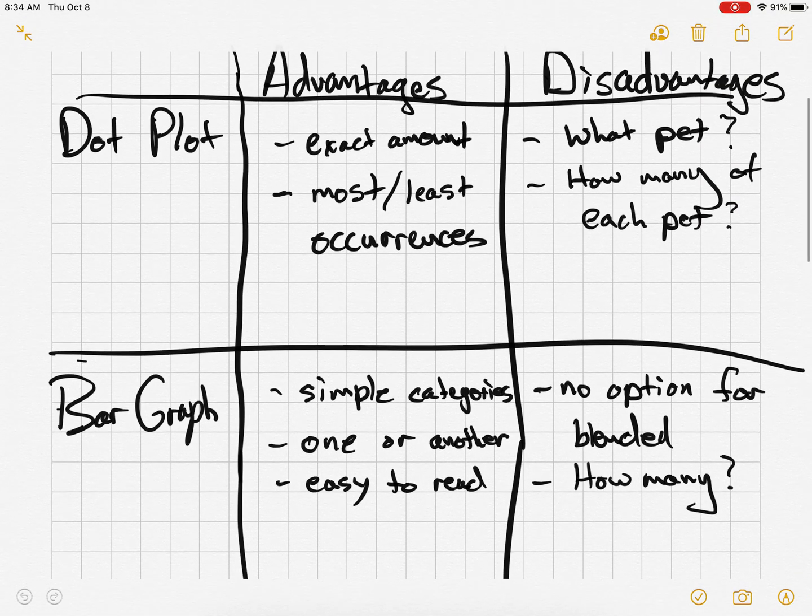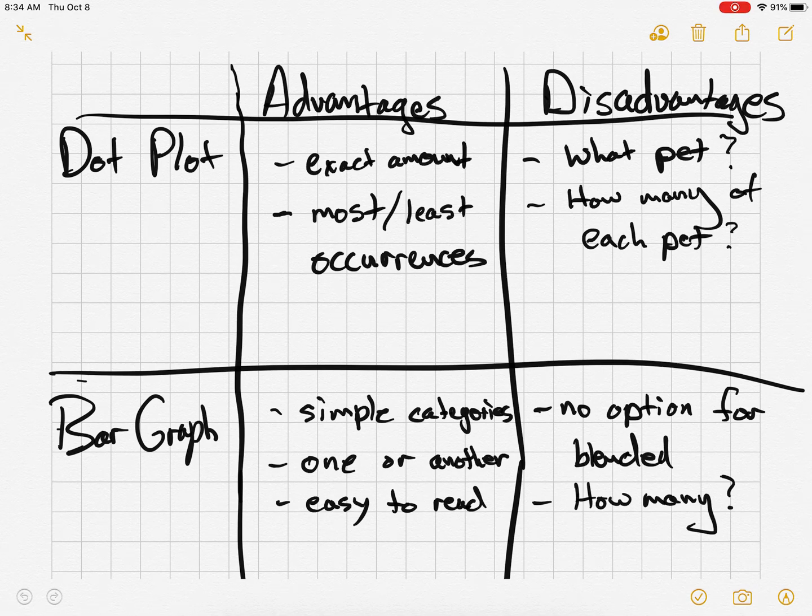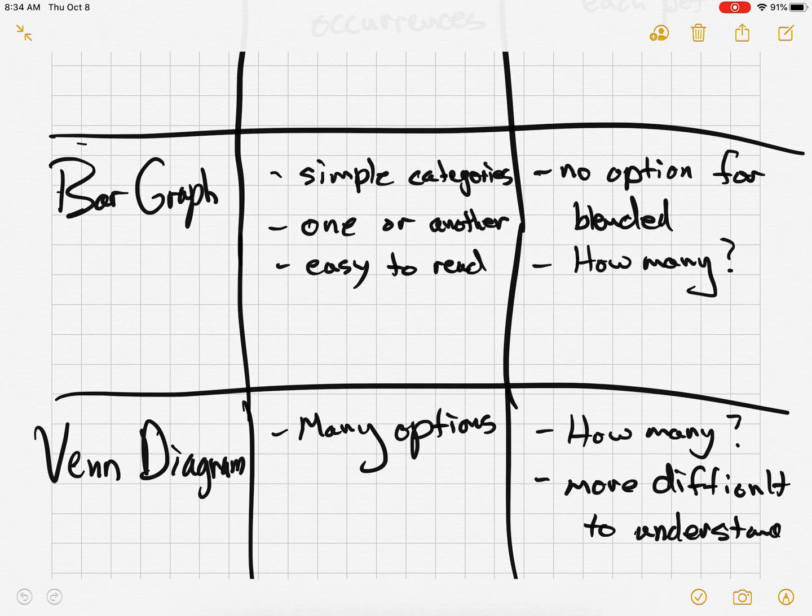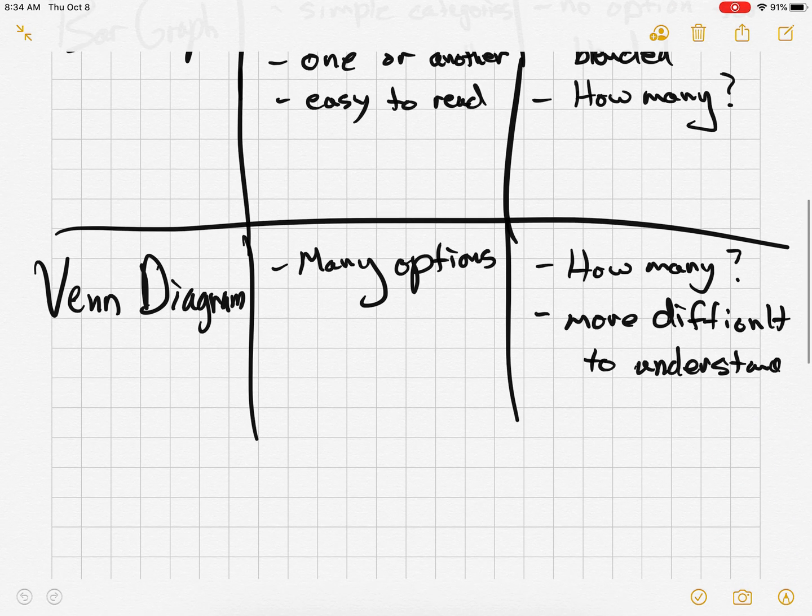A dot plot has the exact amount of pets, and it shows the most or least occurrences. Very easy. The disadvantage is, what pet do they have? How many of each pet? Under a bar graph, they have very simple categories. You are either one group or another group. Very easy to read, but there's no option for blended. What if you're a cat and dog? How many pets do they have? I don't know. A Venn diagram has many options. It's very flexible. But if we look under the disadvantages, how many of them do they have? And I feel like they're a little bit more difficult to understand.